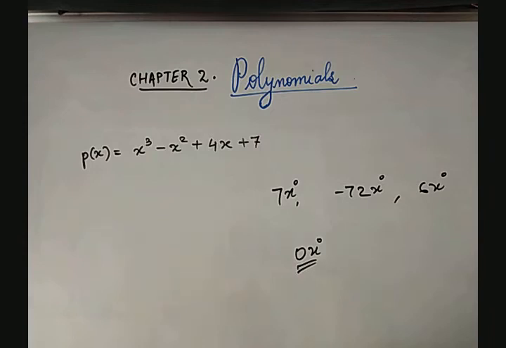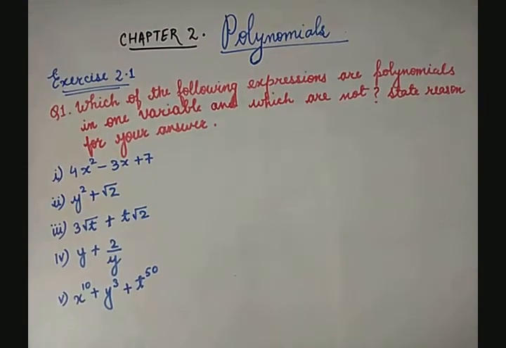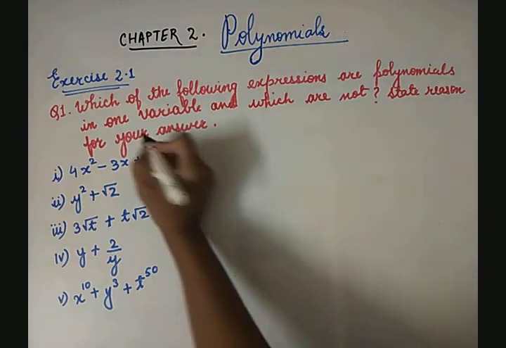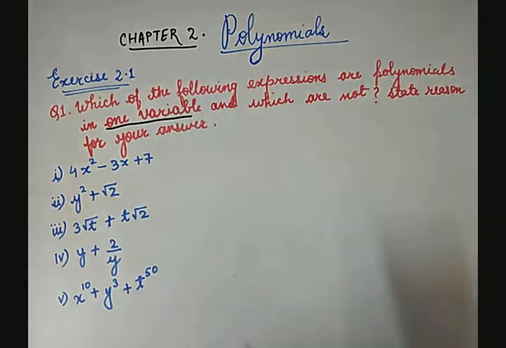And now let us begin with the exercise. So here is your first question of your first exercise of this chapter. Which of the following expressions are polynomials in one variable and which are not? State reason for your answer. So you have to read the question very carefully. They are asking only for polynomials in one variable. So we have to find only polynomials in one variable. So these are the questions 1 to 5.